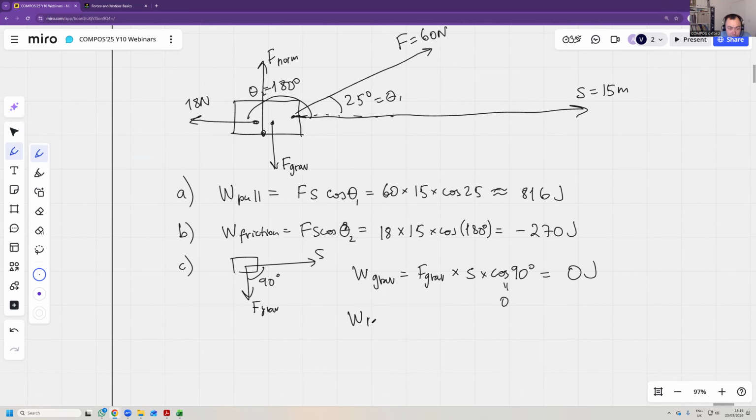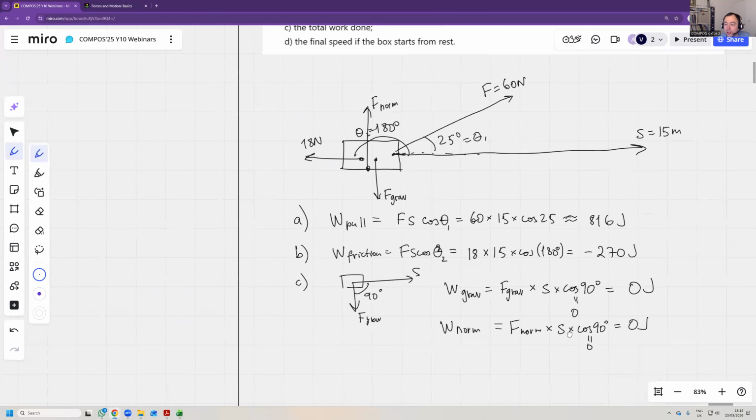And work done by the normal force, similar scenario. The normal force times S times cosine 90 degrees equals 0 joules as well.